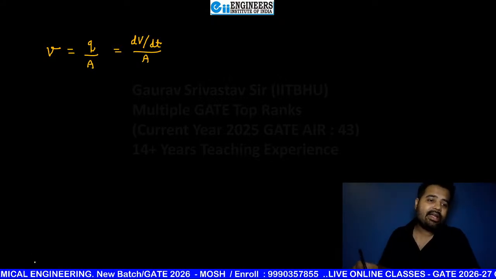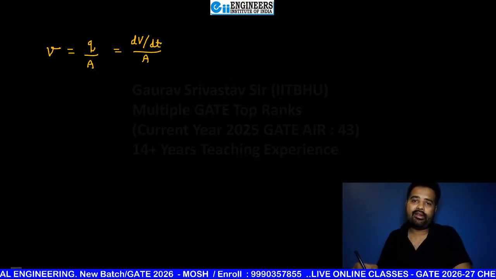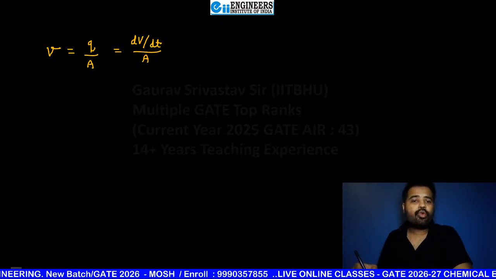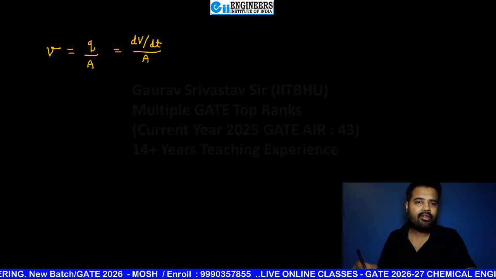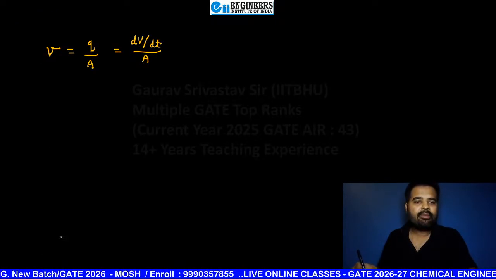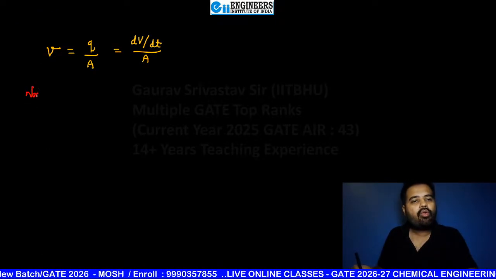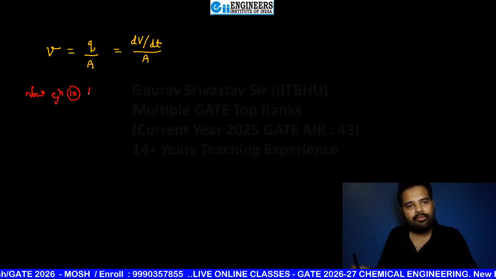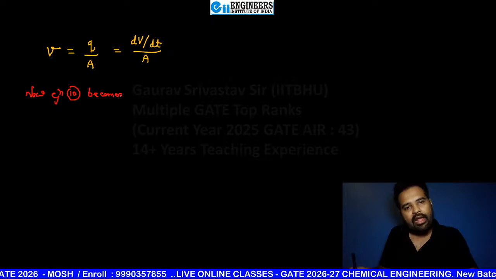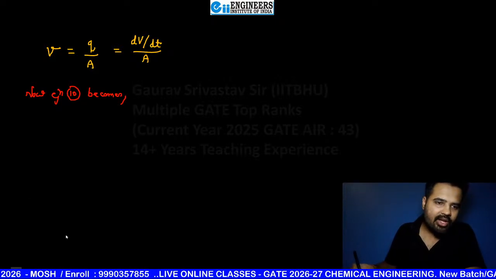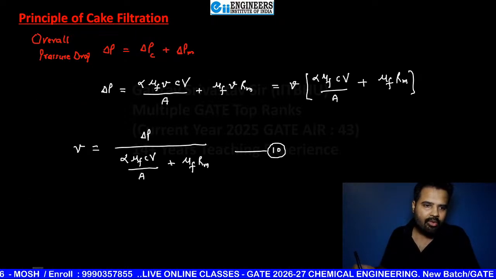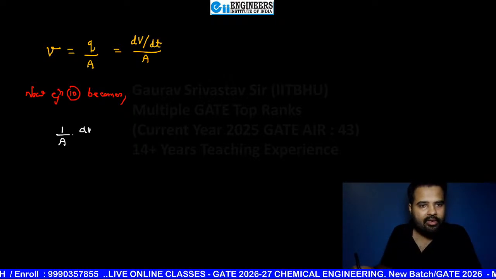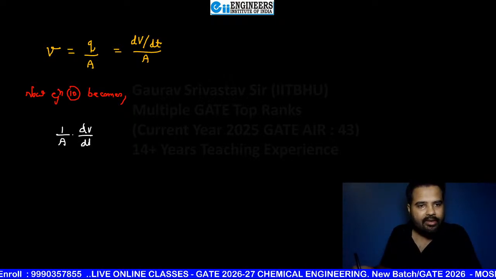I hope each and every student is crystal clear. Now you are going to put this value in equation number 10. So equation 10 becomes, let me check, 1 by A into dV by dt.